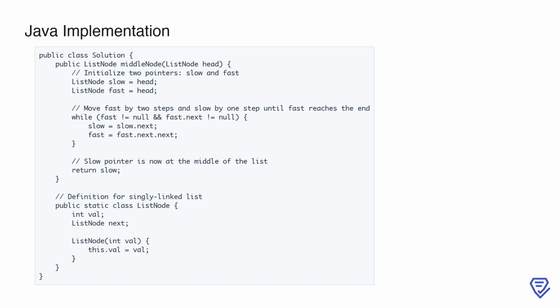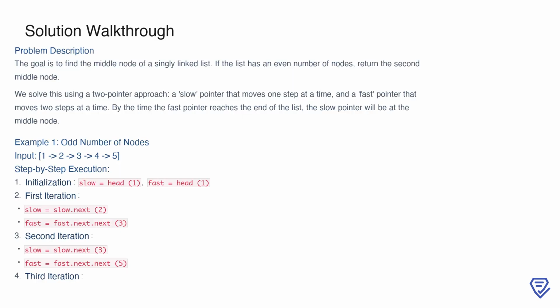This is the Java implementation of the middle of the linked list problem. The logic mirrors the Python solution, where we use 2 pointers, slow and fast, to efficiently find the middle node of the linked list. The slow pointer moves 1 step at a time, while the fast pointer moves 2 steps at a time. When the fast pointer reaches the end of the list, the slow pointer will be at the middle. Key differences include type declarations, the ListNode class definition for linked list nodes, and Java syntax for handling null checks and pointers.